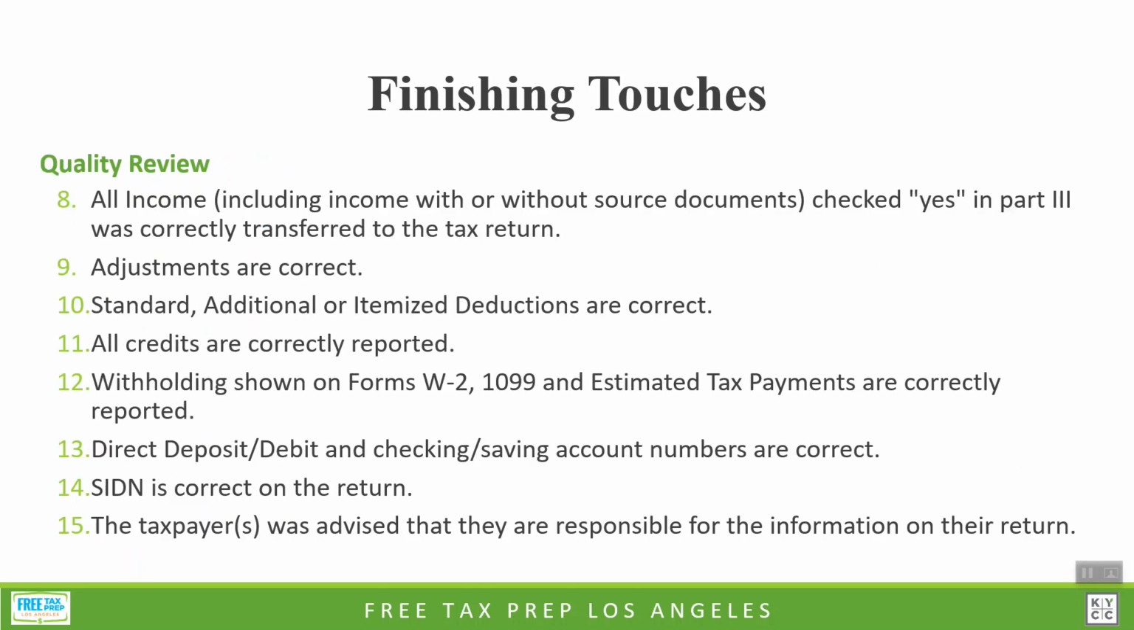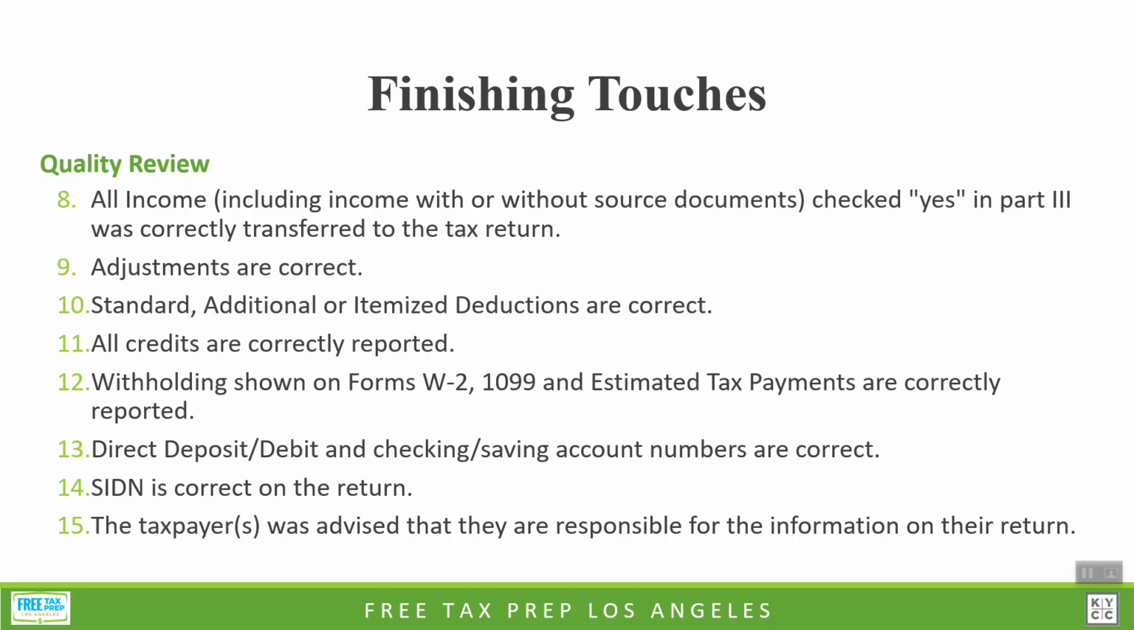Don't know why we skipped number 7, but for number 8, make sure that all income, including income with or without source documents, was checked yes in part 3 of the intake form and was correctly transferred to the tax return. And number 9, make sure that any adjustments made were correct. And number 10, make sure that any additional standard deduction or itemized deductions are also correct. Number 11, make sure all credits are correctly reported.